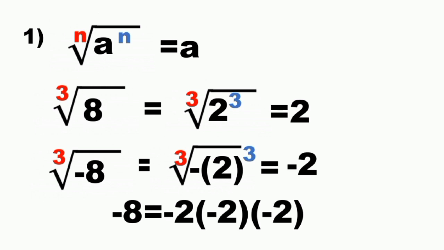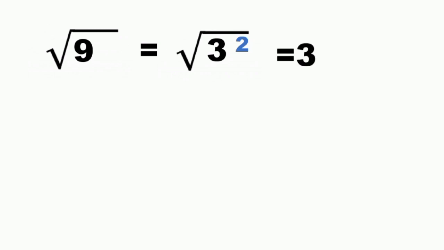In the first example, our radicand 8 is positive, and the answer is positive 2. In the second example, our radicand is negative 8, and the answer is negative 2. So for odd index, or odd nth root, the sign of the answer follows the sign of the radicand a.